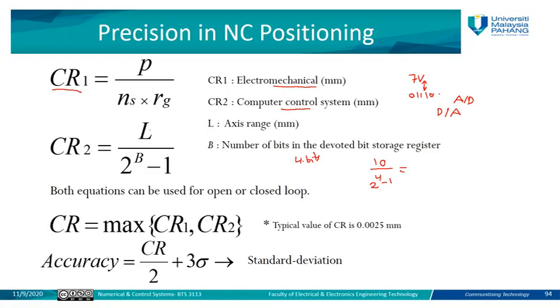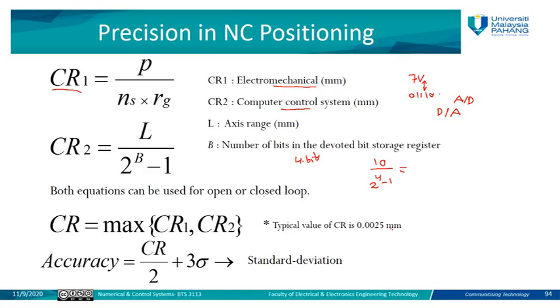But in the case of the NC positioning system, we're talking about movement. So L represents the full axis range, and B is the number of bits devoted to storage registers in the controller of the drive. Both equations can be used for an open or closed loop system. So the control resolution will equal the maximum of CR1 and CR2. A typical value for the control resolution is 0.00025 millimeter.